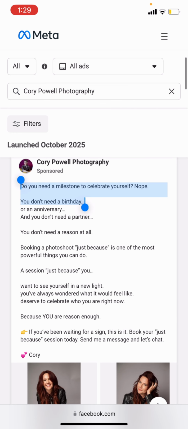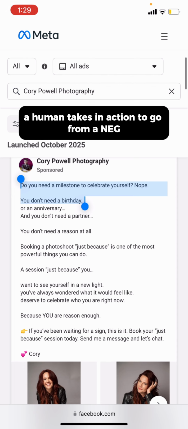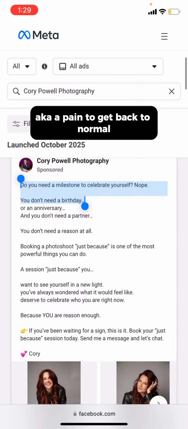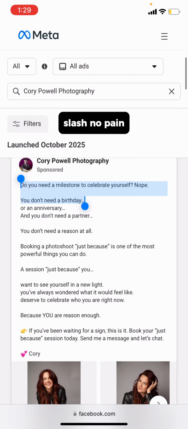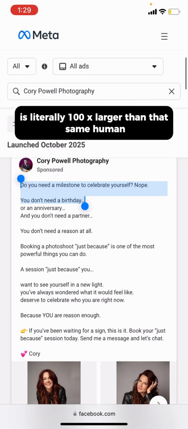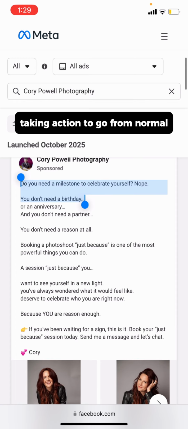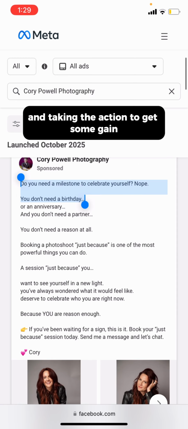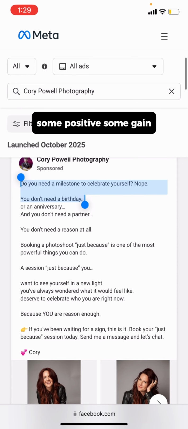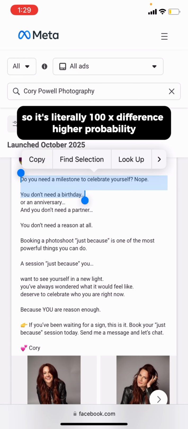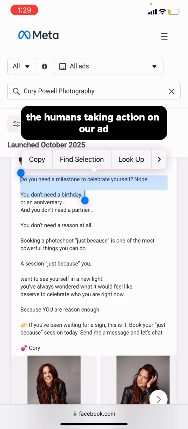Here's why. The probability a human takes an action to go from a negative experience, aka a pain, to get back to normal / no pain / neutral is literally 100x larger than that same human taking an action to go from normal / neutral / no pain and taking the action to get some gain, some positive, some benefit, some pleasure. Literally 100x difference, higher probability the human takes action on our ad.